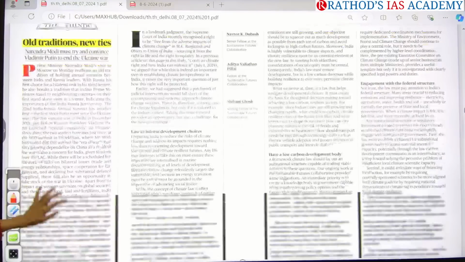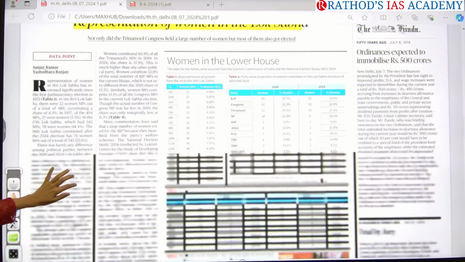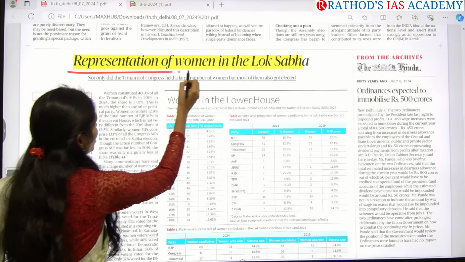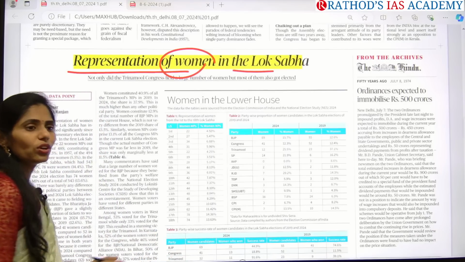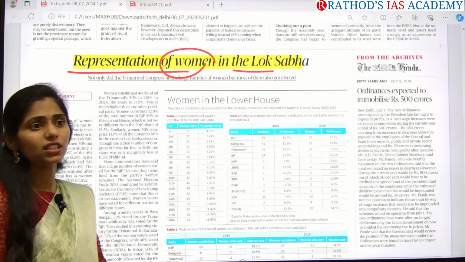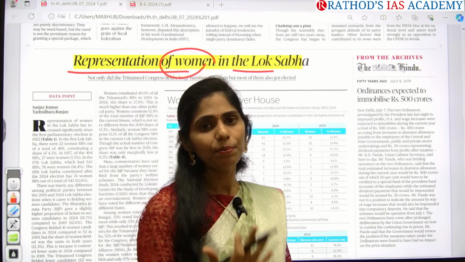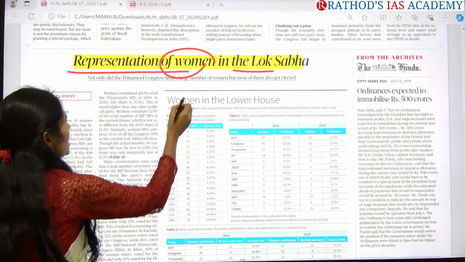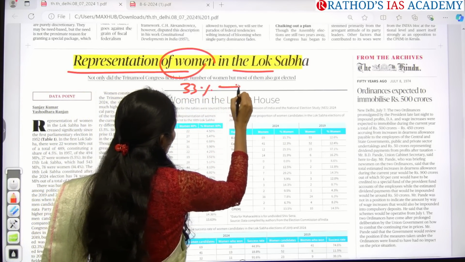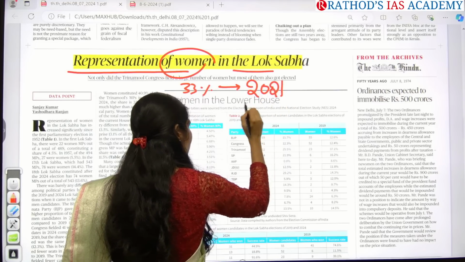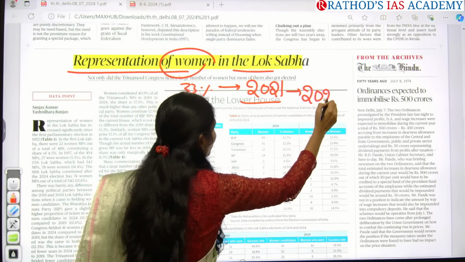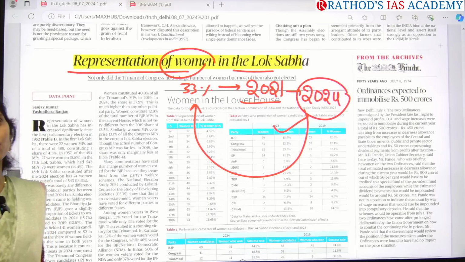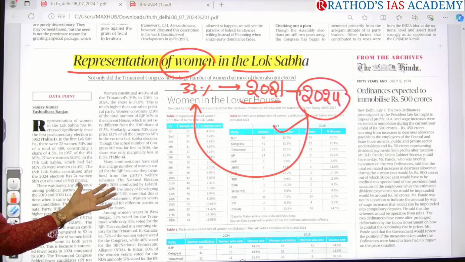And if you go on to our Hindu page, most of the articles I have discussed, but there is one article you have to focus on, that is representation of women in the Lok Sabha. Recently you know that reservation of 33% for women has been approved, but it is not implemented. Whenever the census data is released, which we are conducting in 2024, once this census data is released, we are going to implement this 33% reservation for women. Until then we have to follow the old data only.